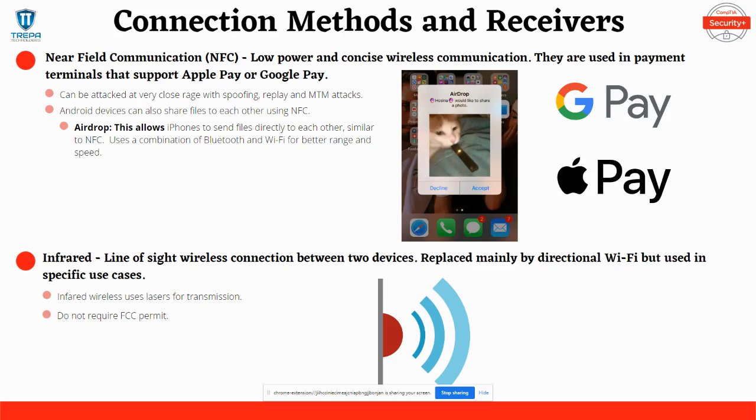Near field communication is another connection method used in short range transmissions. It is very low power and commonly used to support payment methods like Apple or Google Pay from your cell phones. Infrared is an outdated form of transmitting wireless signals, but we have to learn about it because it's in the Security Plus exam objectives, and it uses lasers for transmission.